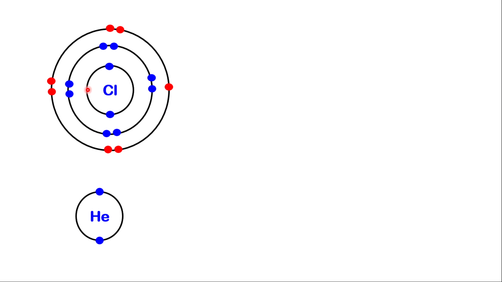Let's look at chlorine, which has 17 valence electrons. 2 on the first shell, 8 on the second shell, and the remaining 7 on the last shell. Since there are 7 valence electrons, chlorine can be classified as a nonmetal.